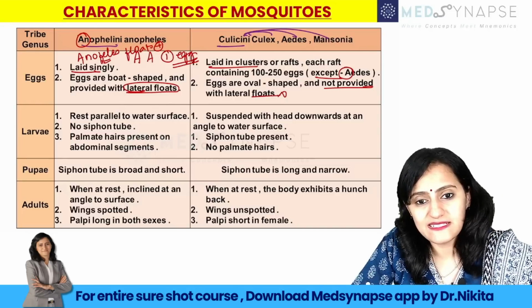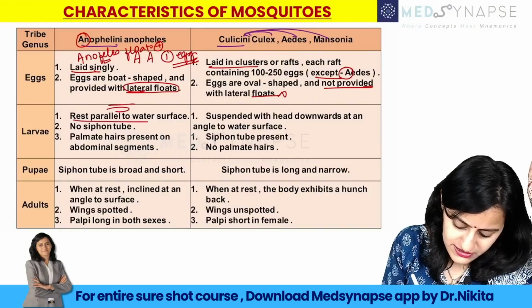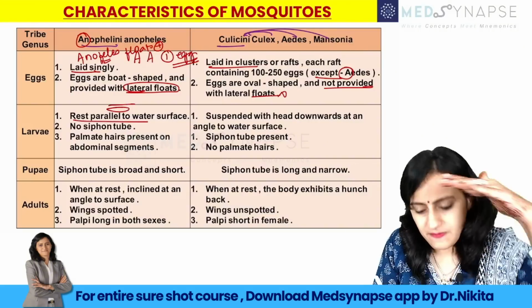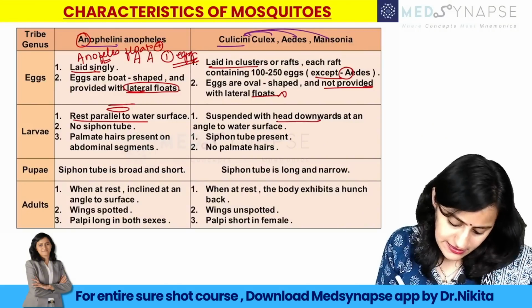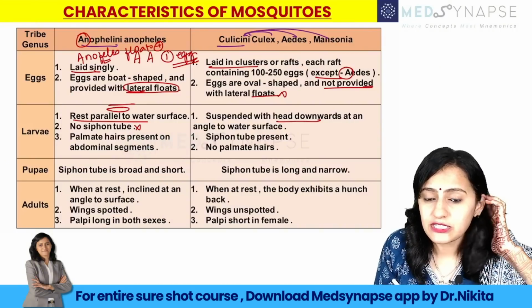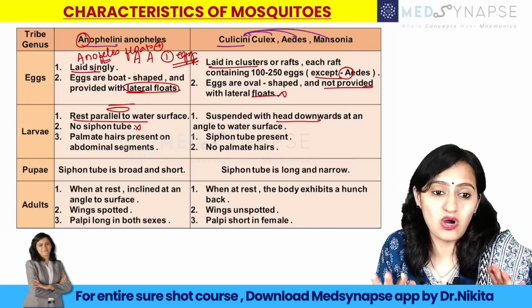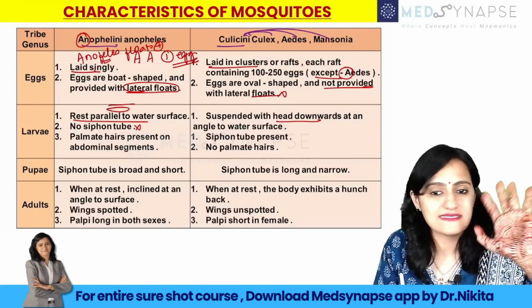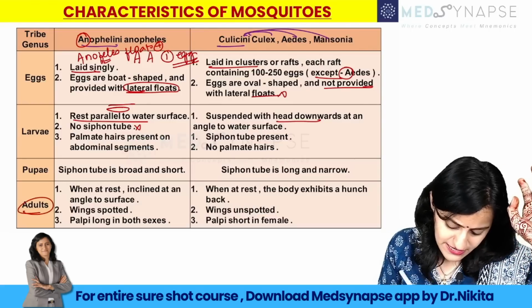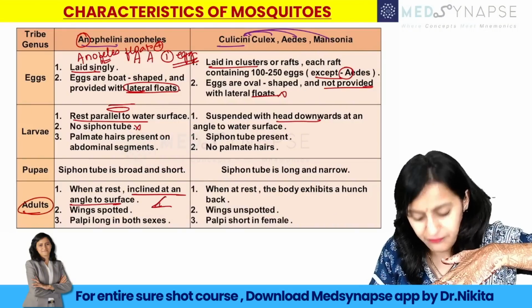Coming to the larva stage, the Anopheles larva is parallel to the water surface. Its head is down. Here there is no siphon tube in the larval stage. Remember that Anopheles, when it is like a kid, a small larva, is straight. But when it becomes an adult, it becomes theta. It rests at an angle of 45 degrees.